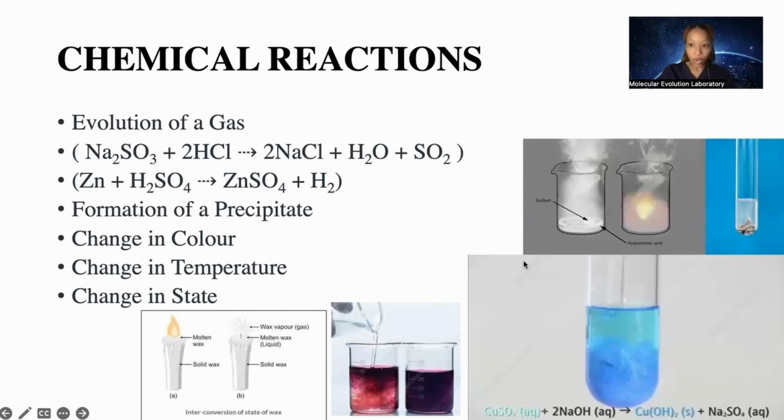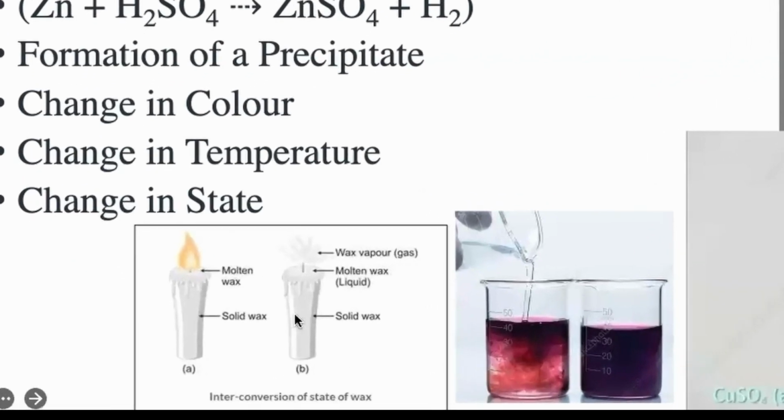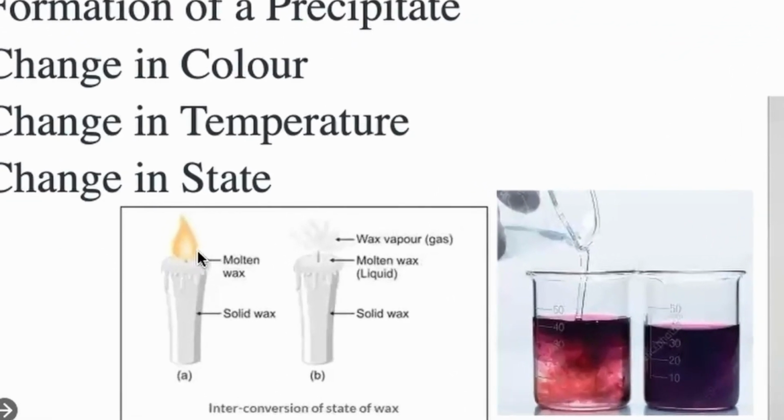So in this case, you have barium hydroxide and ammonium chloride to form barium chloride, ammonia, and water. This is characterized by a fall in the temperature. You can also have a change in state, as we can see here. With combustion, you have a change of solid from solid to a liquid state to a gas state.